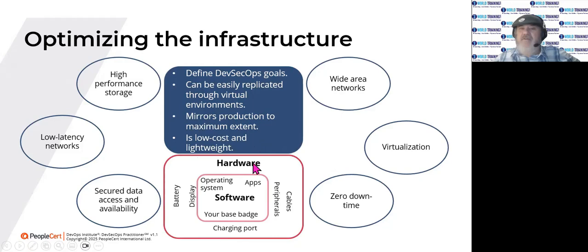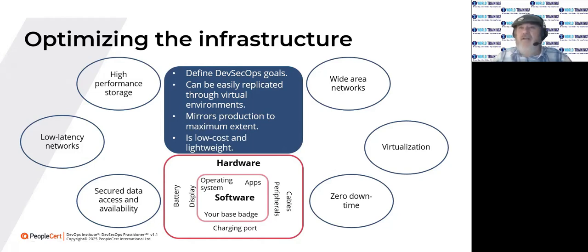At the hardware level, like I said in the last slide, there's a lot of under the hood things that a lot of software folks tend to take for granted, but it's real: the batteries, the electrical, the displays, peripherals, cables, charging ports, whatever, all the different hardware elements that make physical infrastructure function. And then on top of that, layering operating systems, the applications, of course, any base image. If it's a containerized image, I'm not sure what they mean by base badge. I don't know what that one is.